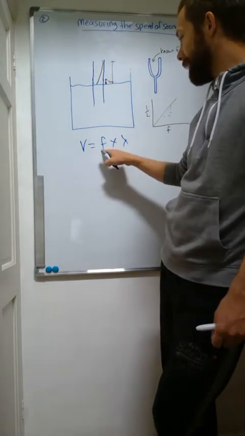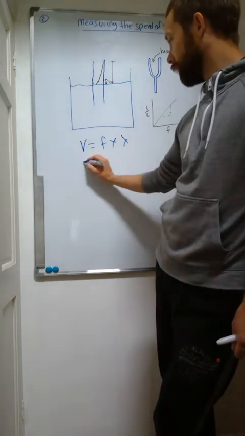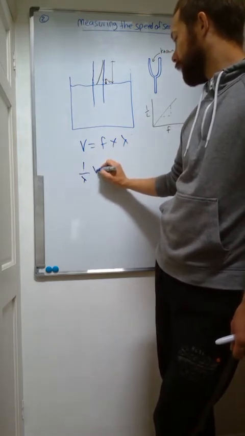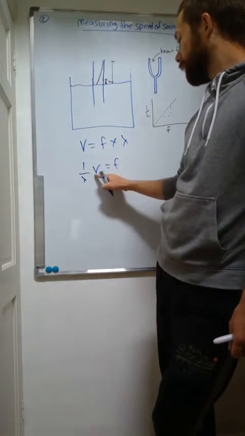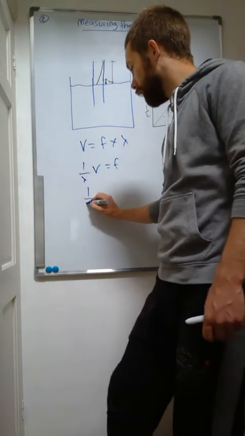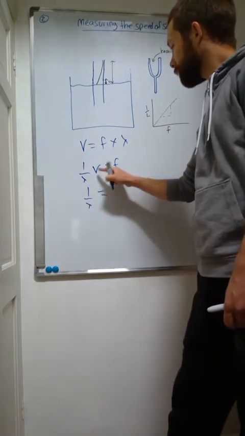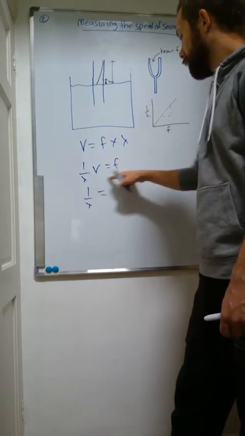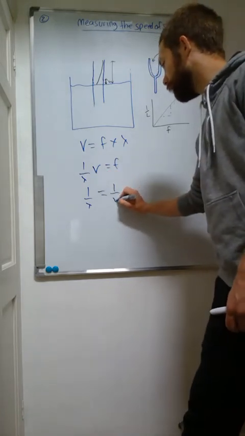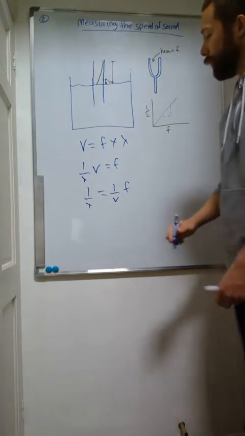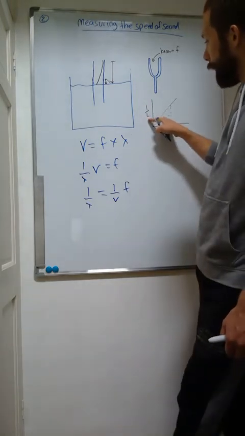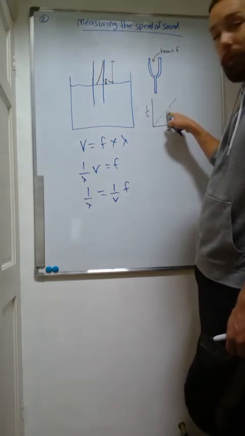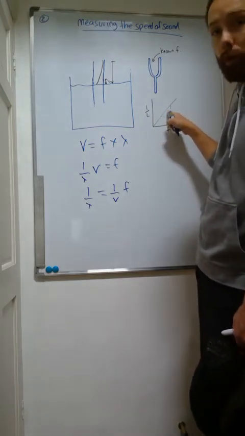So this is x, and I'm going to bring this over here. Let's do it step by step: 1 over lambda, times v equals f. Bringing this over, 1 over the wavelength equals 1 over v times f. So we can see that if I have 1 over the wavelength plotted against the frequency, this gradient would be 1 over v.